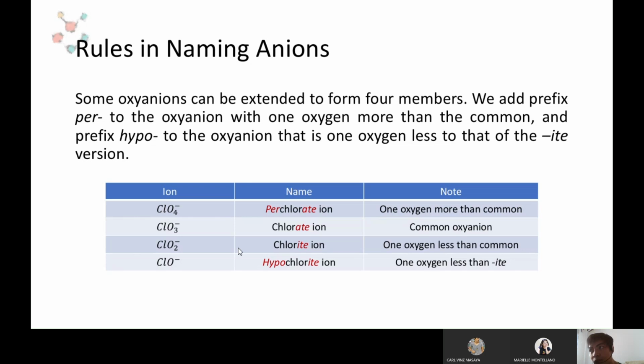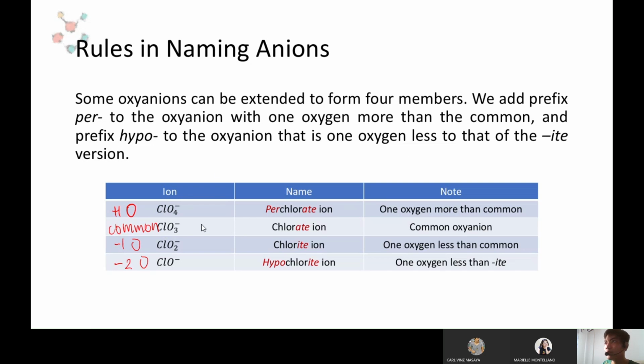So, remember, ClO3 yung original. Pwede mo siya ma-extend as ClO4, meaning nun, plus 1 yung oxygen niya. Pwede rin siyang ClO2, minus 1 yung oxygen niya. Pwede rin ClO, minus 2 yung oxygen niya. Okay, take note natin na ito yung common. More on kabisado tayo today. So, ito yung common, ClO3.